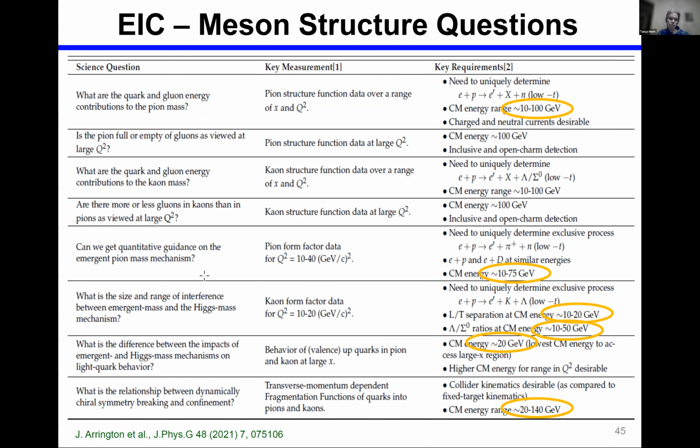I also mentioned, of course, in terms of comparing now to the Higgs mass mechanism, what is the size and range of interference of the emergent mass and the Higgs mechanisms? Well, the kaon form factor data that possibly can be taken at the ESC would shed a lot of light on that. As I mentioned, that's something that's still ongoing in our meson structure working groups, to be studied and checked if that measurement is actually possible. And there are various other measurements, as you see down here, that we are also investigating, and some initial projections have been published in our publications from last year.